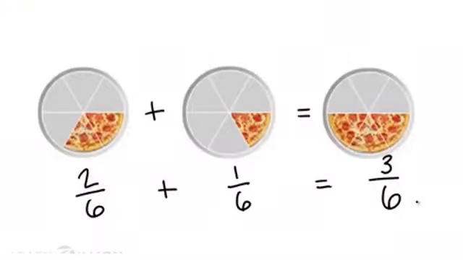Let us see this example of pizza slices. So what do we get when we add 2/6 of a pizza with 1/6 of a pizza? We can simply add the slices 2 plus 1, which gives us 3/6 of the pizza.